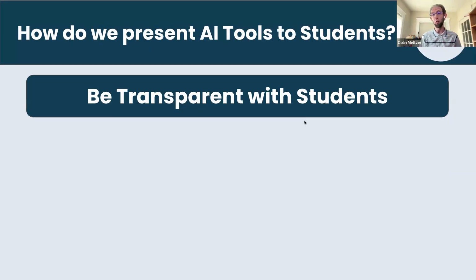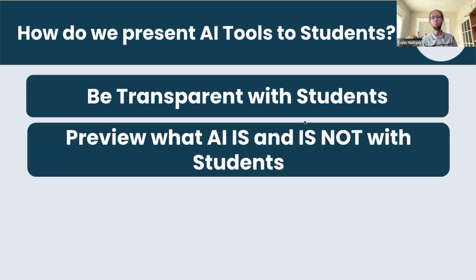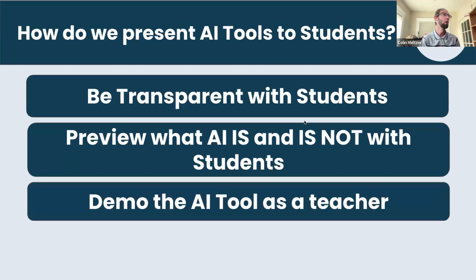You also can't paste, I didn't show this, but students can't paste responses into CheckIn AI, so they can't just copy from somewhere else. They'd have to retype it, which they can do, but it takes a little more work. I think it's important to preview what AI is and is not with students. It's not a human, it's different. It's a statistical model predicting the next best word.